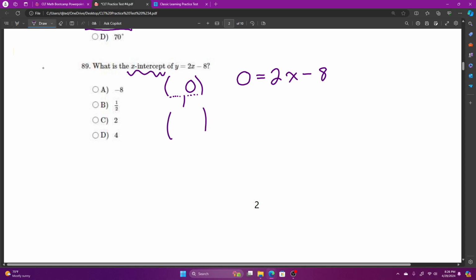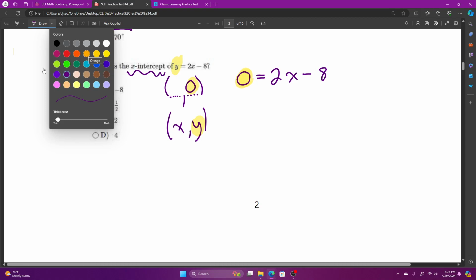Let's see. So we have our ordered pair, right? X, Y, just like in the alphabet, X comes before Y. And I wanted to find out, what is this X when Y equals 0? So that's why I did that. Moving forward, next step, to solve for X, what do we want to do here?